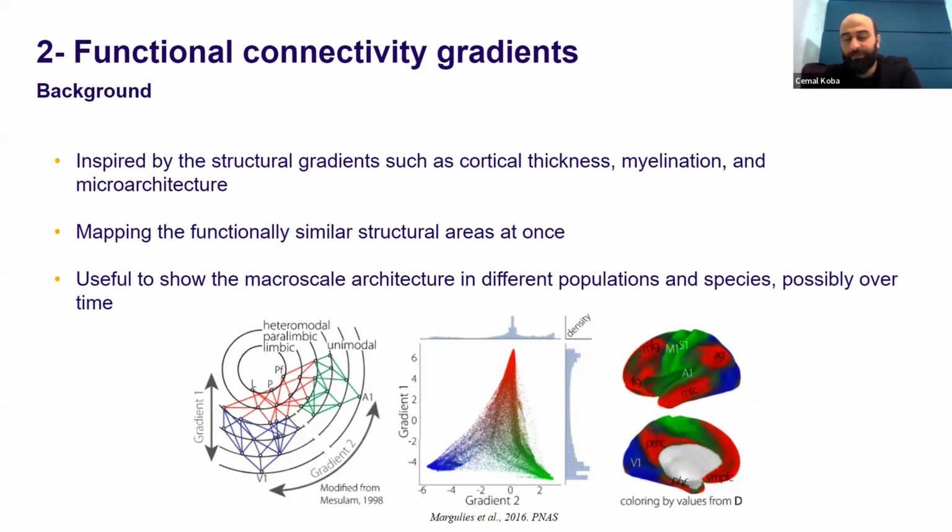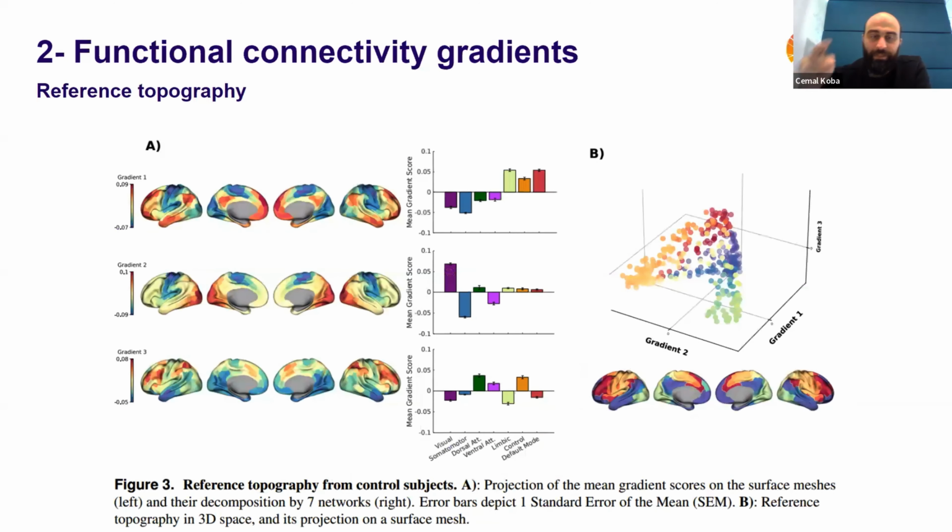And we did this analysis for our data, and we replicated the results. So the first gradient nicely replicated the unimodal transmodal distinction. The second one explained the visual somatomotor distinction, and the third one explains the active passive attention distinction.